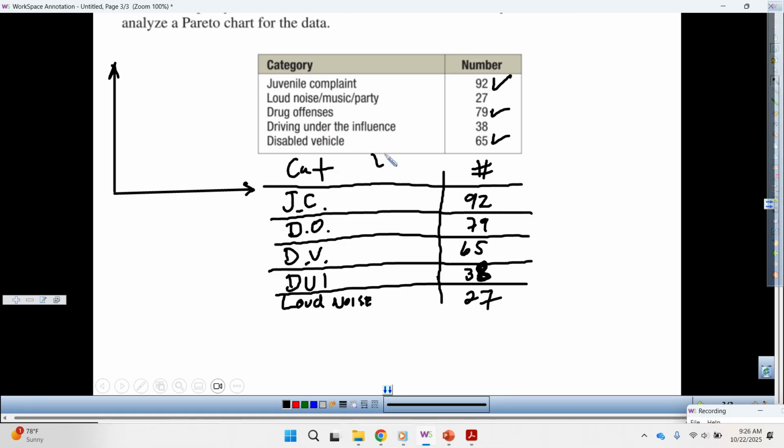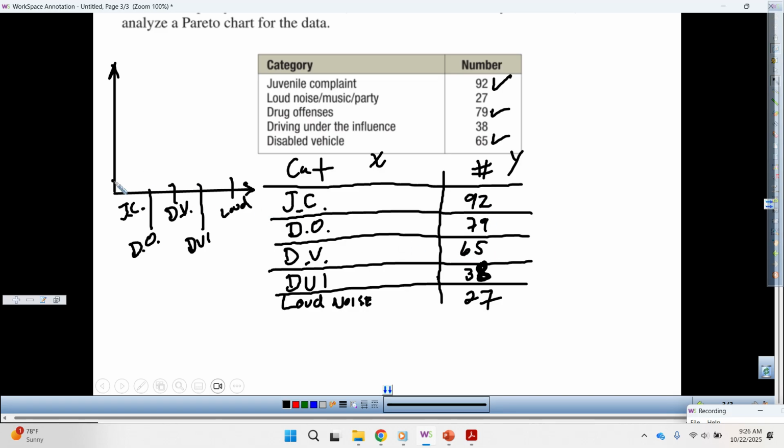All right, once again, this is our X, this is our Y. So we got JC, or juvenile complaint. Then we got drug offense. Then we got disabled vehicle. Then we got DUI. And last but not least, loud noises. And it goes all the way to 92.